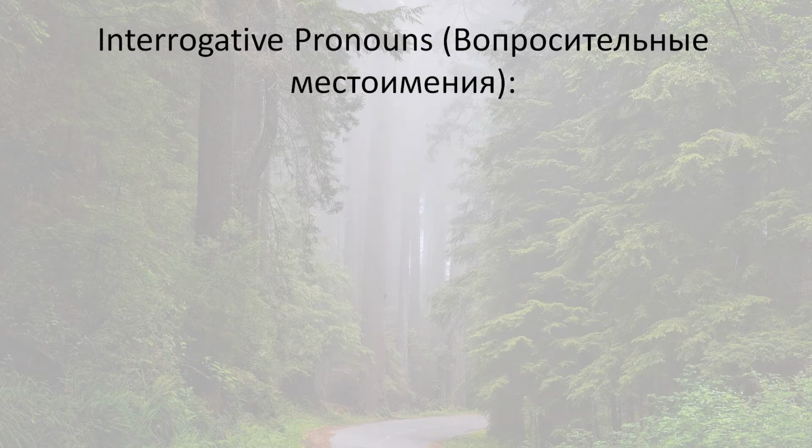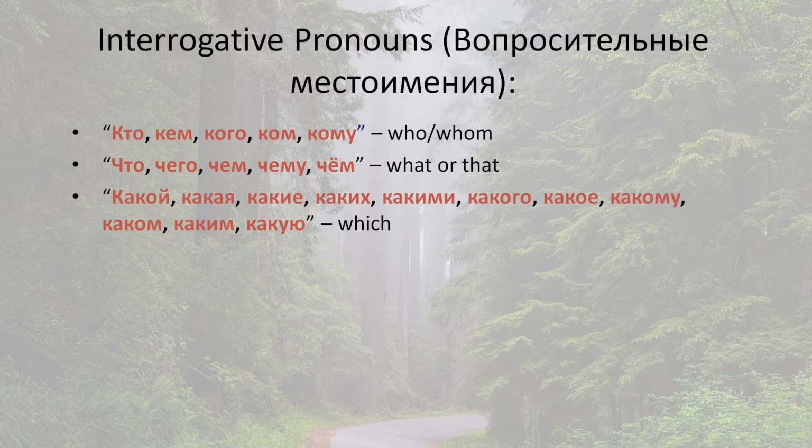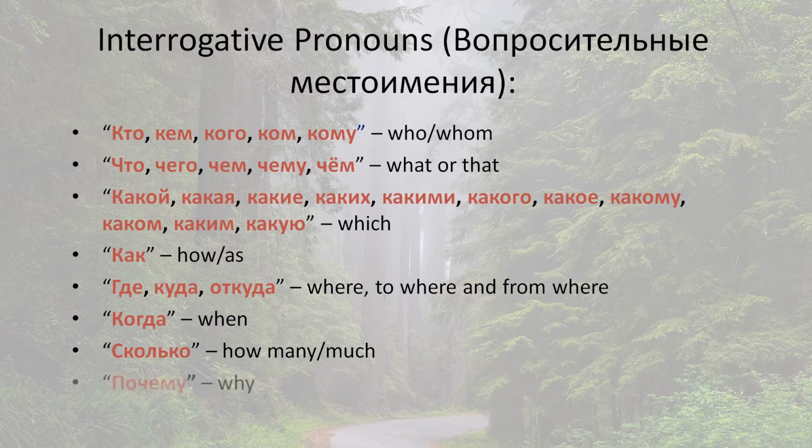Then they are followed by interrogative pronouns. Вопросительные местоимения. Кто, кем, кого, and so on, meaning who or whom. Что, чего, чем, and so on, meaning what or that. Какой, какая, какие, and so on, meaning which. Как, meaning how or as. Где, куда, откуда, meaning where, to where, and from where. Когда, meaning when. Сколько, meaning how many, how much. Почему, why.